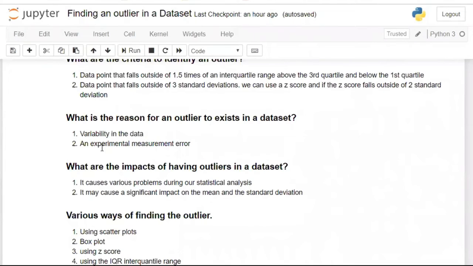First of all, variability in the data. The second reason is that there is an experimental measurement error, or it may be some human error. They have not calculated it properly. What are the impacts of having an outlier in a data set?